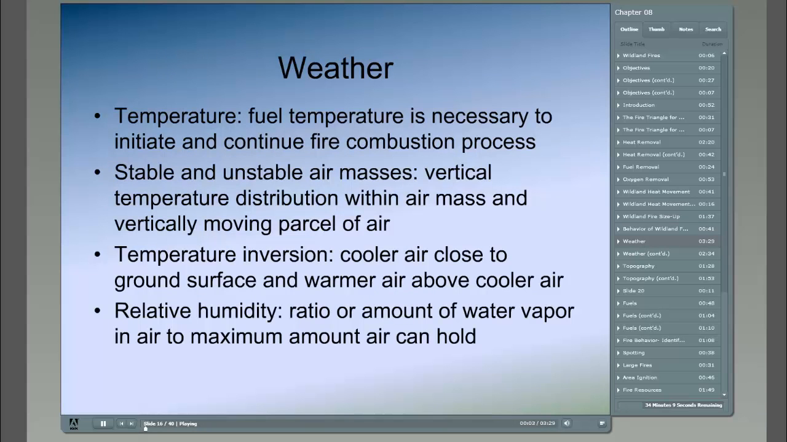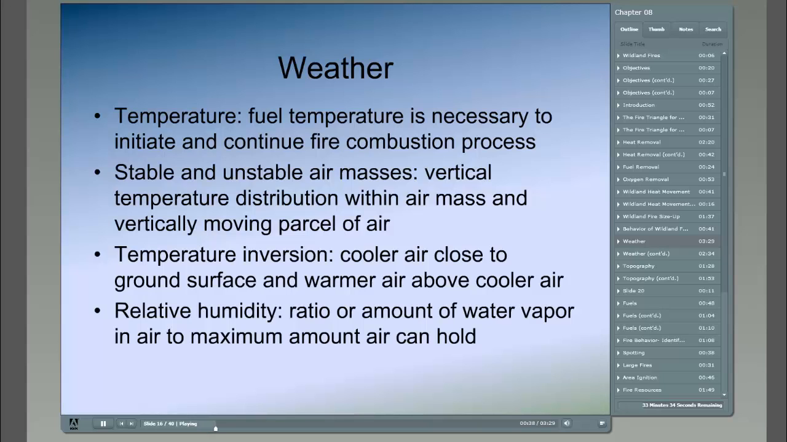Understanding weather characteristics is essential for the safety and effective extinguishment of wildland fires. In basic fire chemistry, fuel temperature is a factor that is absolutely necessary to initiate and to continue the fire combustion process. Temperature is one component of weather that impacts the behavior of wildland fuels. The range of ignition temperature of woody fuels is between 400 and 700 degrees Fahrenheit. Normally, woody fuels will burst into flames at approximately 540 degrees Fahrenheit.